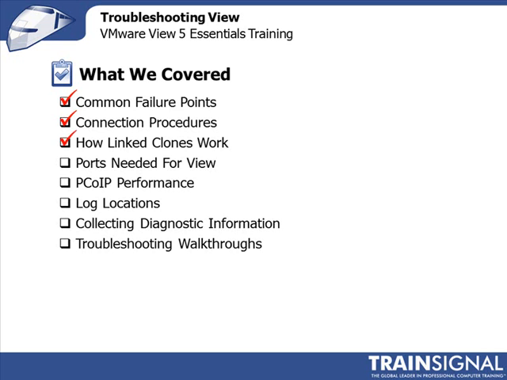Then we talked about how linked clones work, specifically to help you understand what the different components are under the covers, and how to pull the covers back in order to make modifications when necessary. Then I gave you a listing of all the ports needed for the different components of View, so that you can know which firewall ports may need to be open, and the type of traffic that goes back and forth. Then we talked about the performance of PCoIP, and what you can do to tweak that performance, and to make it better depending on the network infrastructure you have.